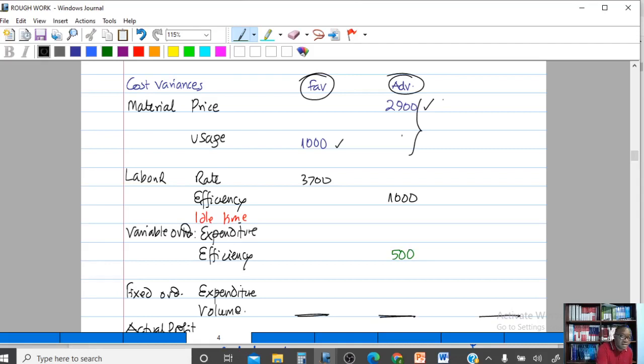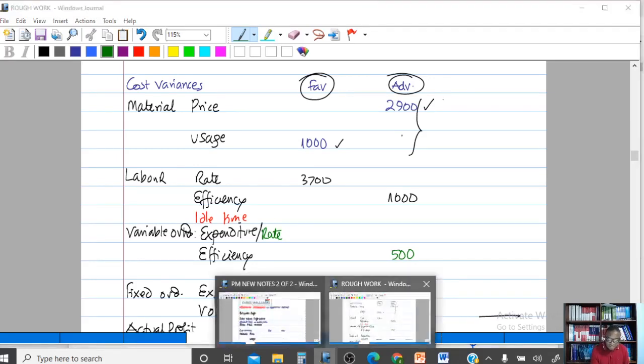Now, the next one, in line with the rates here, is sometimes called rate or expenditure. So don't worry when you see variable overhead rate variance or variable overhead expenditure variance. Never forget that they are interchangeable, either rate or expenditure. So let us look at the variable overhead rate variance.